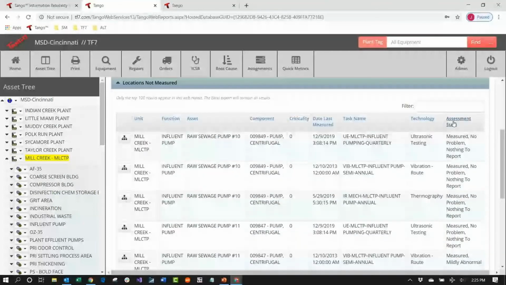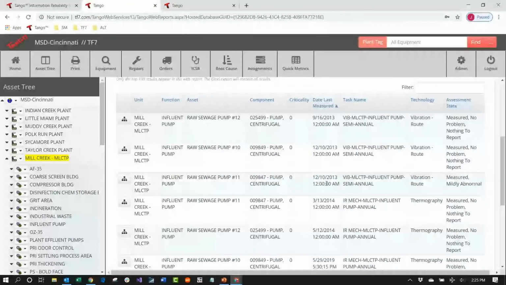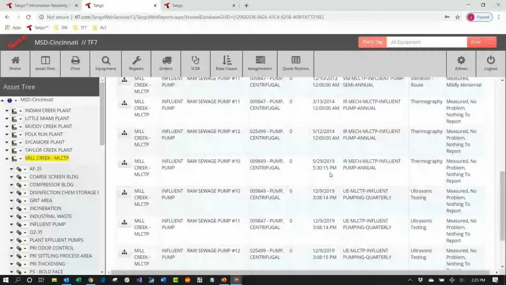By technology, you mean? No, by assessment state. See that date last measured column? All right. So, I mean, that column tells you a lot. See, there's one that hadn't been measured since 2013 on vibration route. Exactly, okay. So either that machine was permanently decommissioned or they can't get to it.